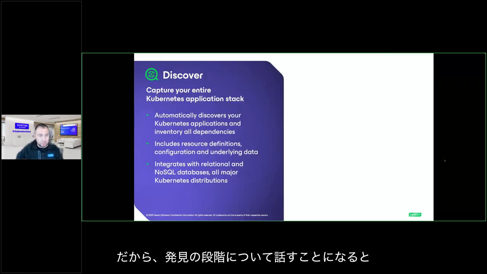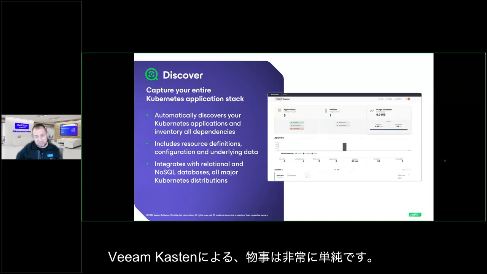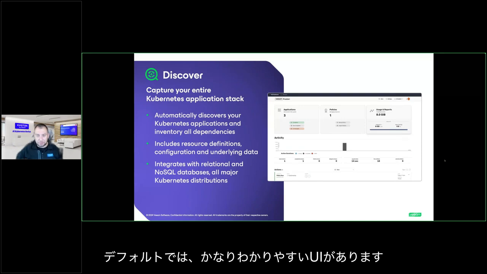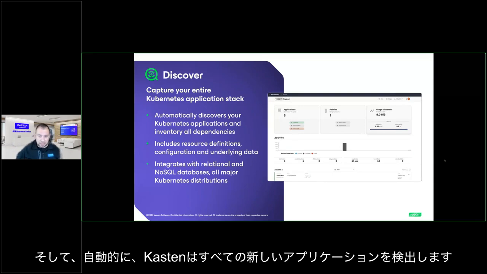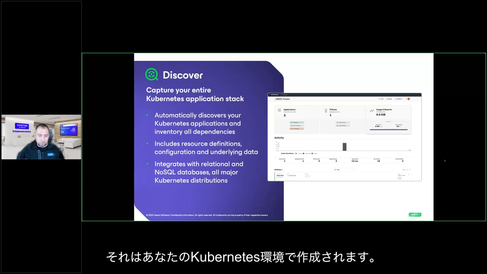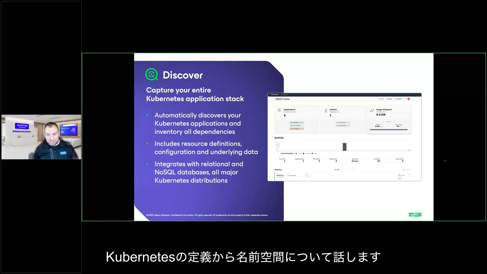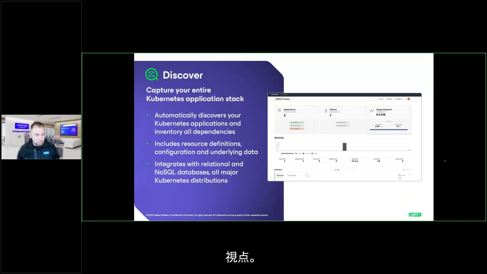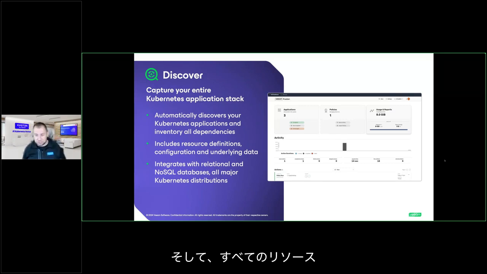So when it comes to talk about the discovery phase made by Veeam Kasten, the thing is pretty simple. By default, you have a UI that is pretty straightforward to learn and adopt, and automatically Kasten will detect all the new applications that will be created on your Kubernetes environment. When we talk about applications from a technical standpoint, we talk about namespace from a Kubernetes definition standpoint. And automatically we will detect all the namespaces and all the resources that will be created inside the namespace.